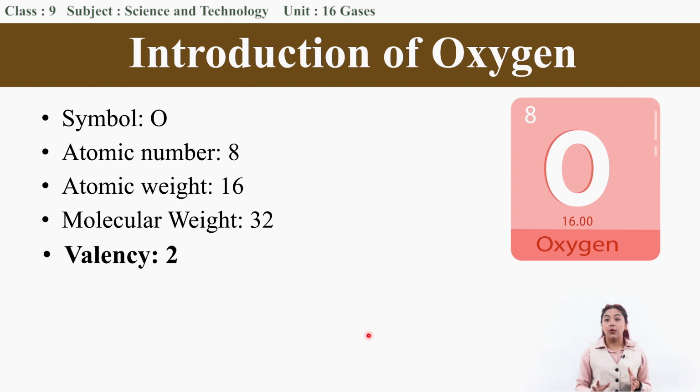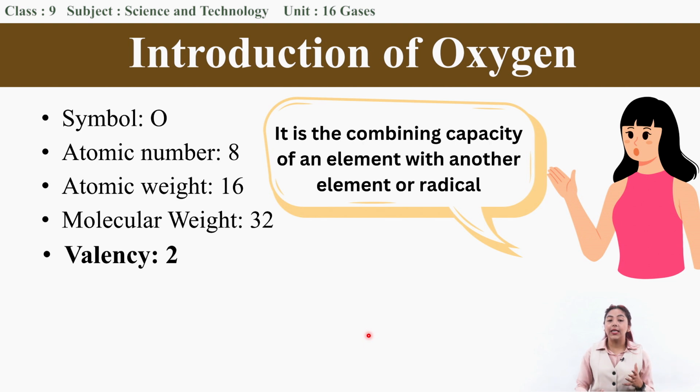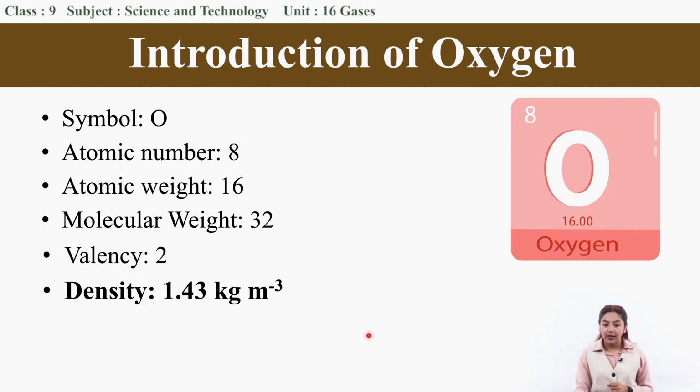Now the valency of oxygen is 2. Valency is the combining capacity of an element with another element or radical. Since oxygen shares 2 electrons in its outermost orbit while it is performing a chemical reaction, its combining capacity is 2, hence the valency of oxygen is 2. The density of oxygen is 1.43 kg per meter cube.